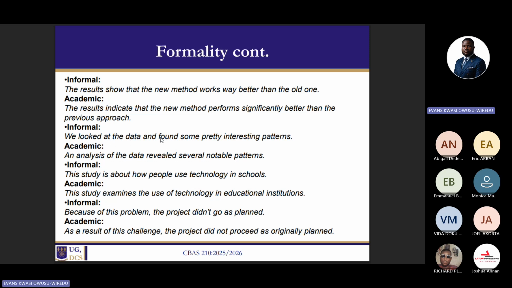We looked at the data and found some pretty interesting patterns, right? So from the first look, you might be intimidated by the use of some words already, right? But you can still find some loopholes here and there, and then use it to do your change. Or you can entirely reframe the whole sentence, just understanding it and reframing the whole thing by chipping in certain IT terms to explain the same words that you have on the informal side, all right? And so this same sentence will come out academically as an analysis of the data, right?